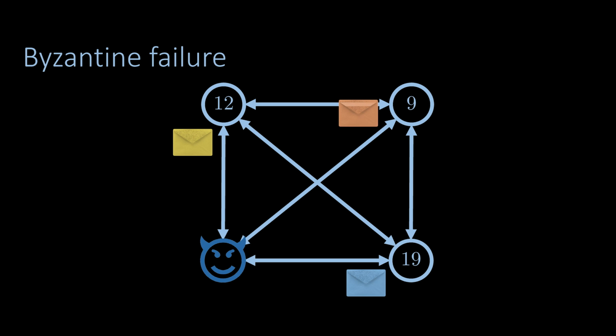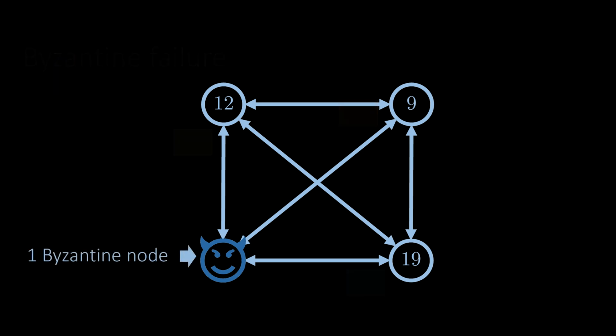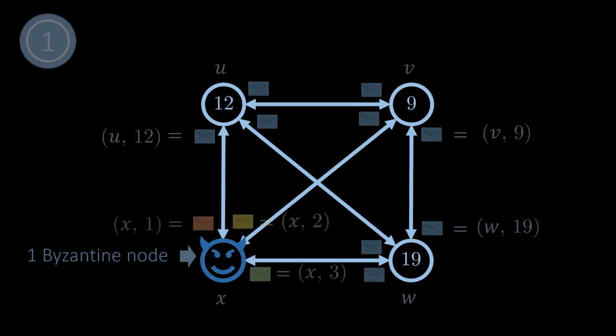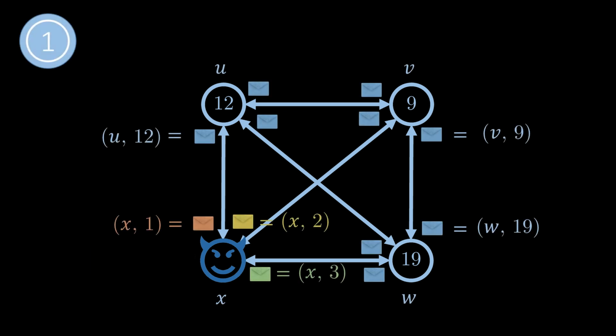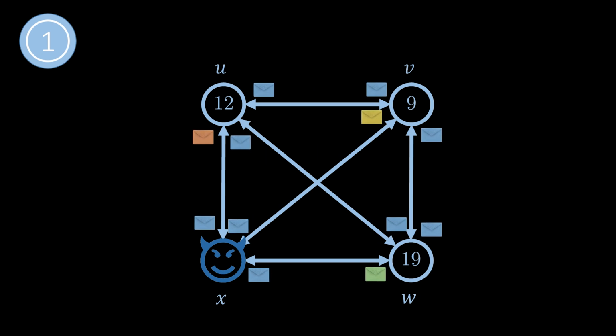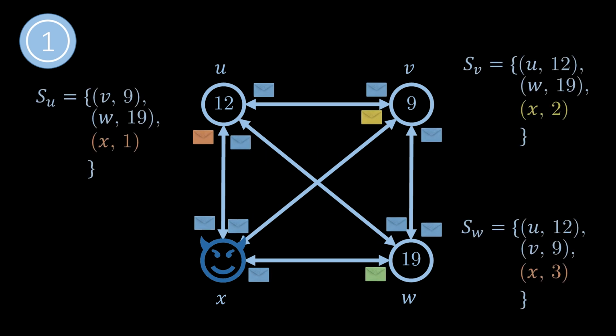In order to keep things simple, we focus on the case where there is exactly one node that exhibits Byzantine behavior. Concretely, we discuss a fairly simple protocol that lets all correct nodes agree even in the presence of one misbehaving node. In the first round, every node sends its local value to all other nodes. Note that the Byzantine node X sends 3 different values in this example. It sends the value 1 to node U, the value 2 to node V, and the value 3 to node W. Once the messages have been received, each node puts the received values into a set, also storing the information from which node it received the value.